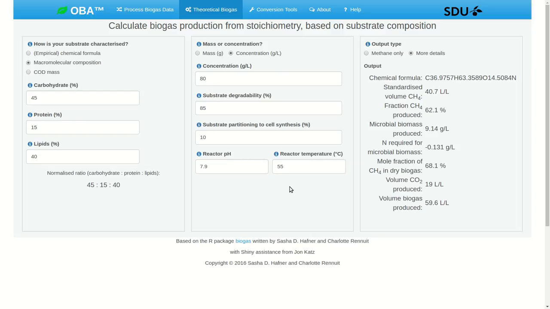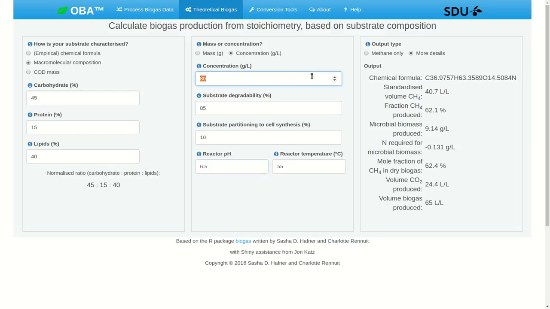And where this tool can be useful is in evaluating the effect of changes. So for example, if our reactor experienced some acidification and the pH dropped to 6.5, let's see what happens to the methane. So the methane content dropped from 68% in the biogas down to 62%.